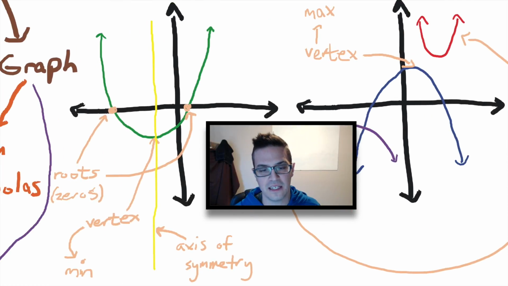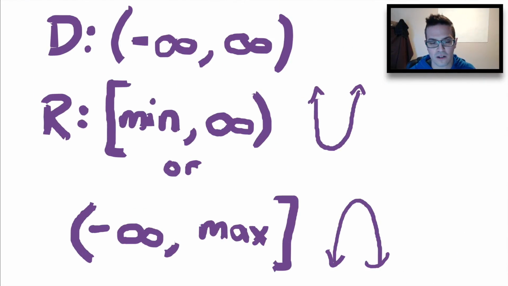The vertex is just where it changes from increasing to decreasing or decreasing to increasing. So it's that min or max point. In this case, it would be a min. In this case over here, it represents the max. And then every single quadratic function that's graphed has an axis of symmetry. So you'd be able to essentially fold that parabola in half, and that line where you would fold represents the axis of symmetry.